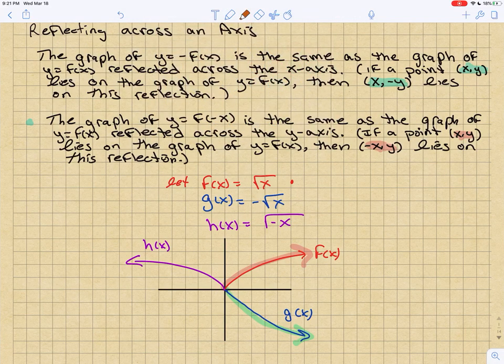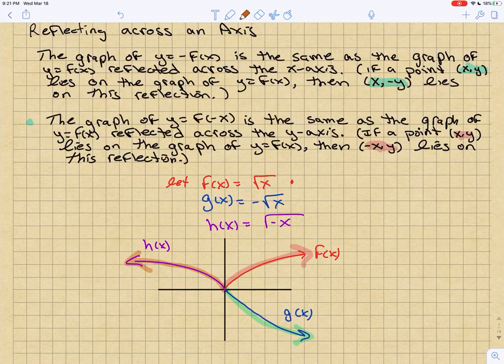The last one is h of x in purple. H of x is equal to the square root of the opposite of x. That says I'm going to take all my x values and change them to be the opposite of what they were, but the y values will remain the same. So this is how we discuss reflecting across an axis.